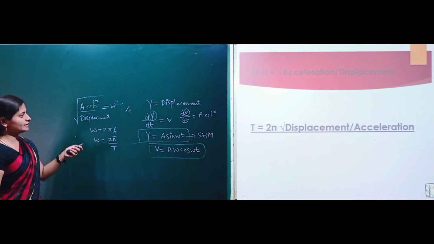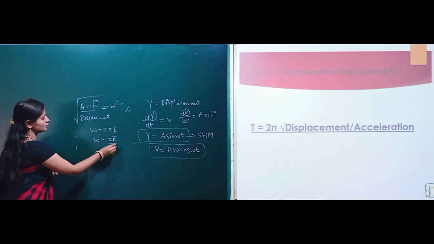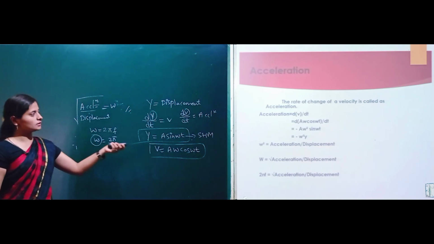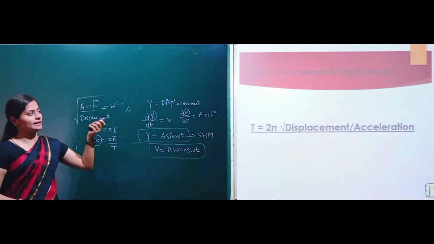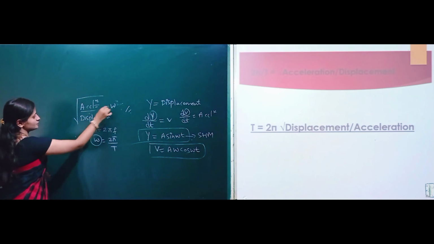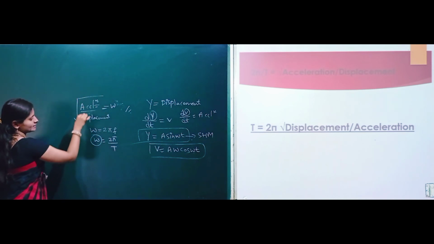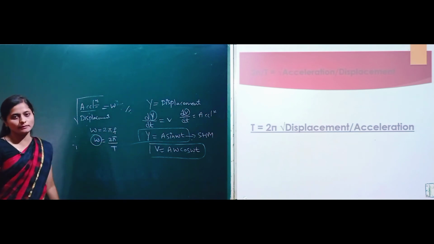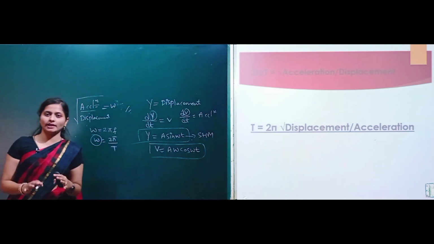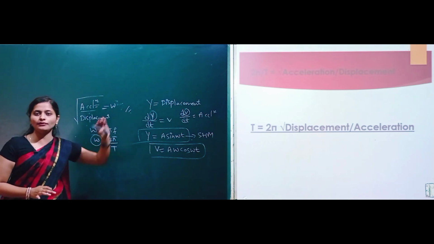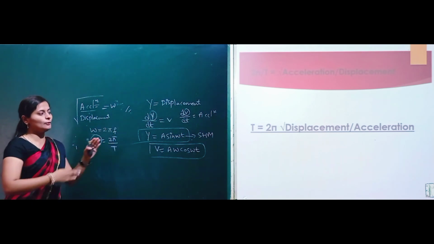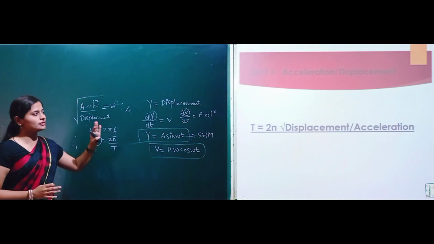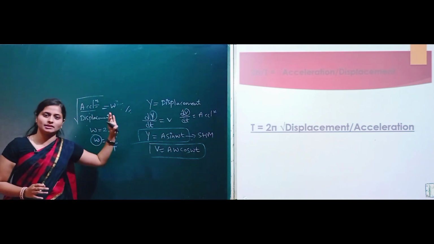Okay. So next, we are applying the omega value here. So we are getting 2 pi by t equal to the same term, square root of acceleration by displacement. So 2 pi by t equal to square root of acceleration by displacement. So last, the final equation we have to take in the form of t. So t equal to 2 pi into square root of displacement by acceleration. So this is our final expression.